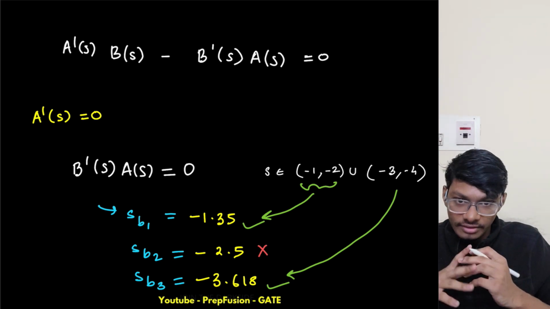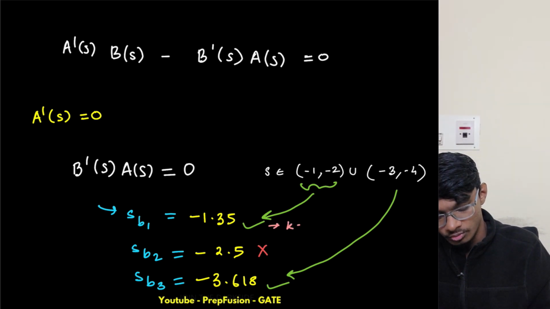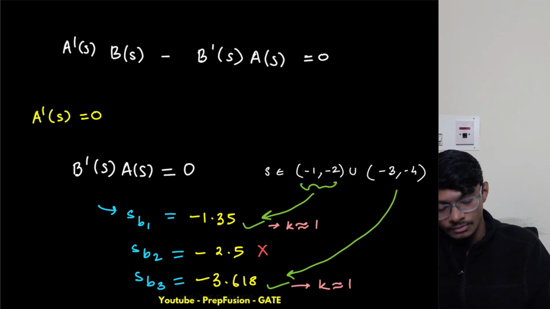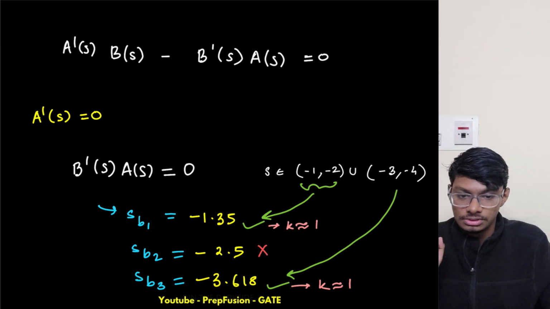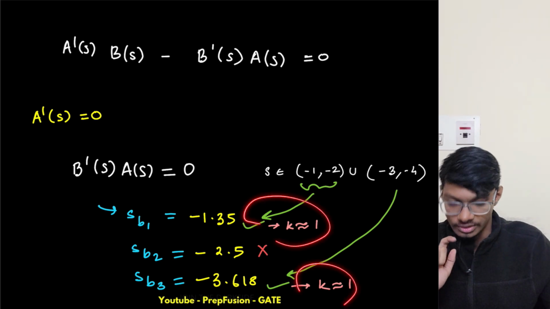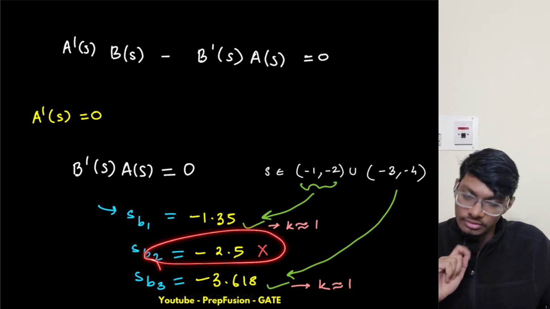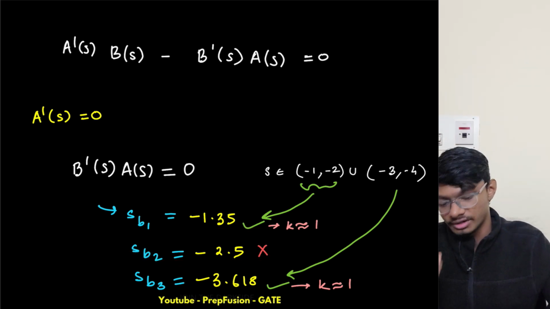Now what are the values of k for these breakaway points? If there is any calculation error, you just tell me in Telegram. I found k to be approximately equal to 1. So these are the values for my breakaway points and the value of k. K is coming positive, so hence these are valid. If you calculate the value of k for this one, it will come out to be negative. So basically I found out everything right now.